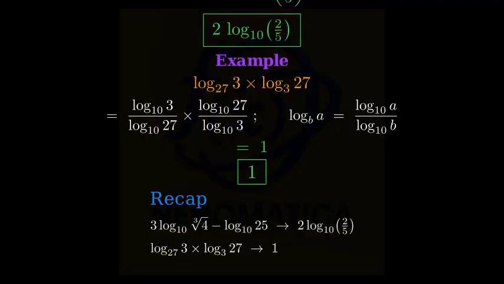For the first problem, we used the power rule, simplified the exponent, applied the quotient rule, recognized a perfect square, and used the power rule again to get 2 times log base 10 of 2/5. For the second problem, we used change of base and direct cancellation to get 1.